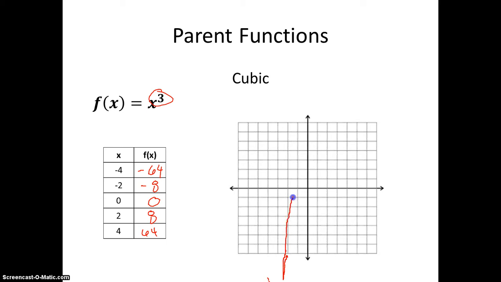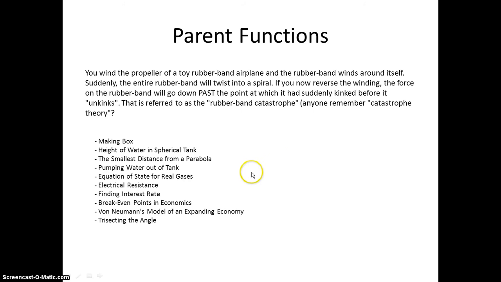And then it comes up like this. At 2, we're at 8, and then it keeps going up like that. The distinct look that this graph has is like that, and you can see that there. So it's the only one that does that. It should be pretty easy to recognize on a graph. And so, examples of this.